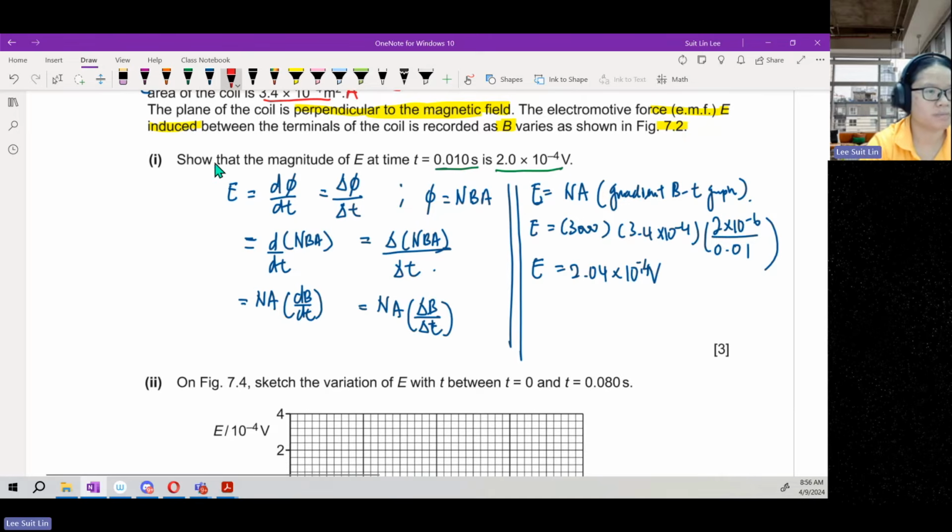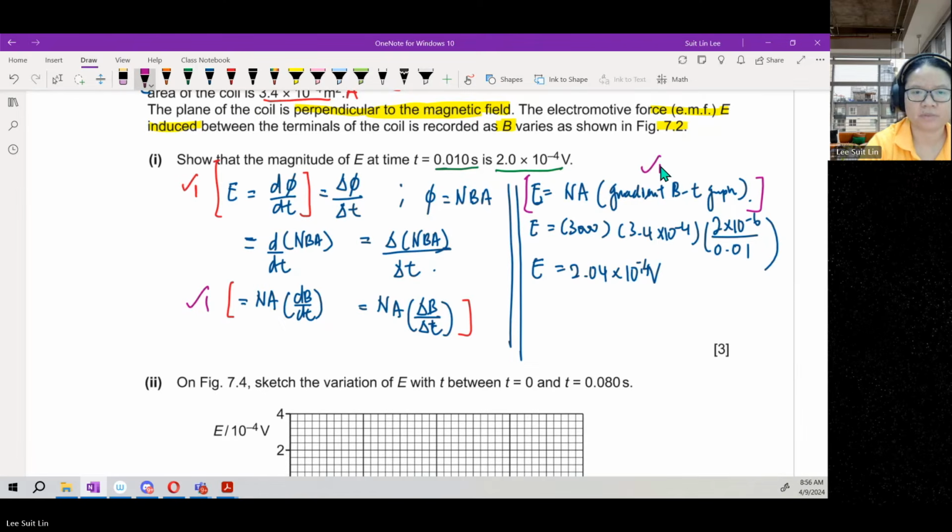The marks would be, you know how to state Faraday's law, something like this. There's one mark: rate of change of magnetic flux. And then you put in NBA gradient. So this line is 1 mark, or this line 1 mark. You throw everything inside and find the answer. Is this overlapping?